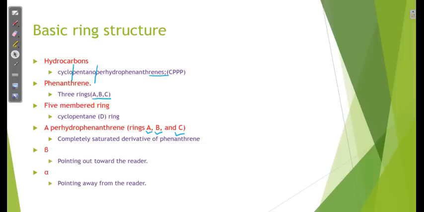So there are two positions, beta and alpha. Always we have confusion: beta is either above the plane or below the plane, alpha either above the plane or below. So I will suggest you always write it in such a way. Alpha is like this and beta is like this. It itself indicates that alpha is away from the reader, meaning below the plane, and beta is toward the reader.